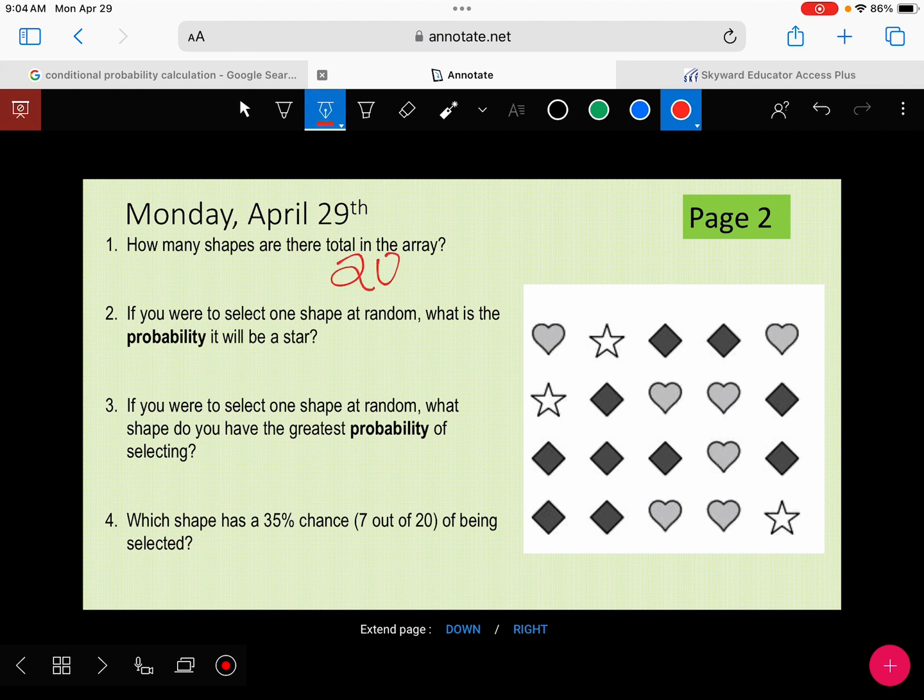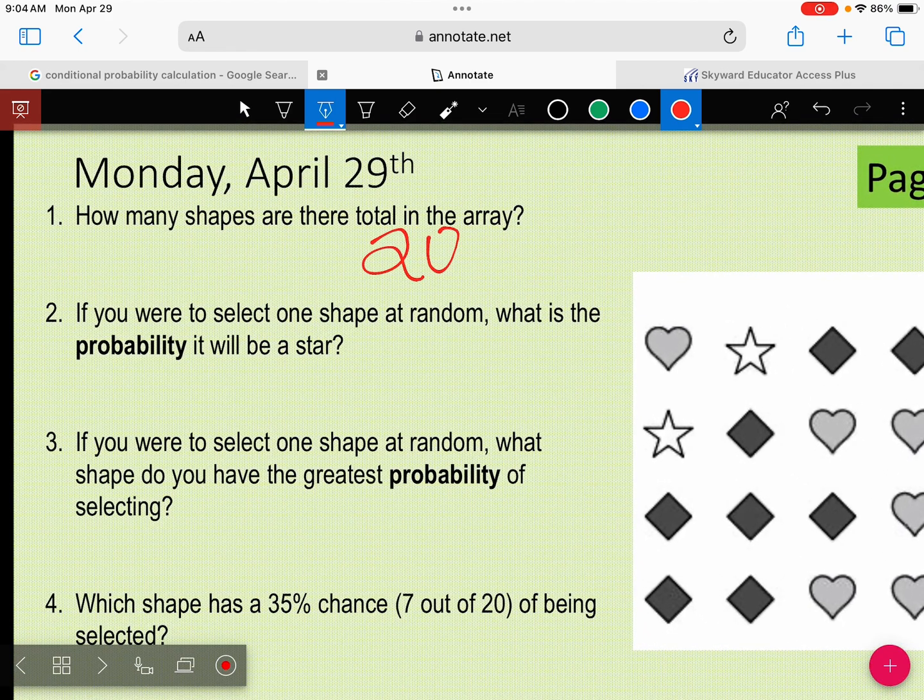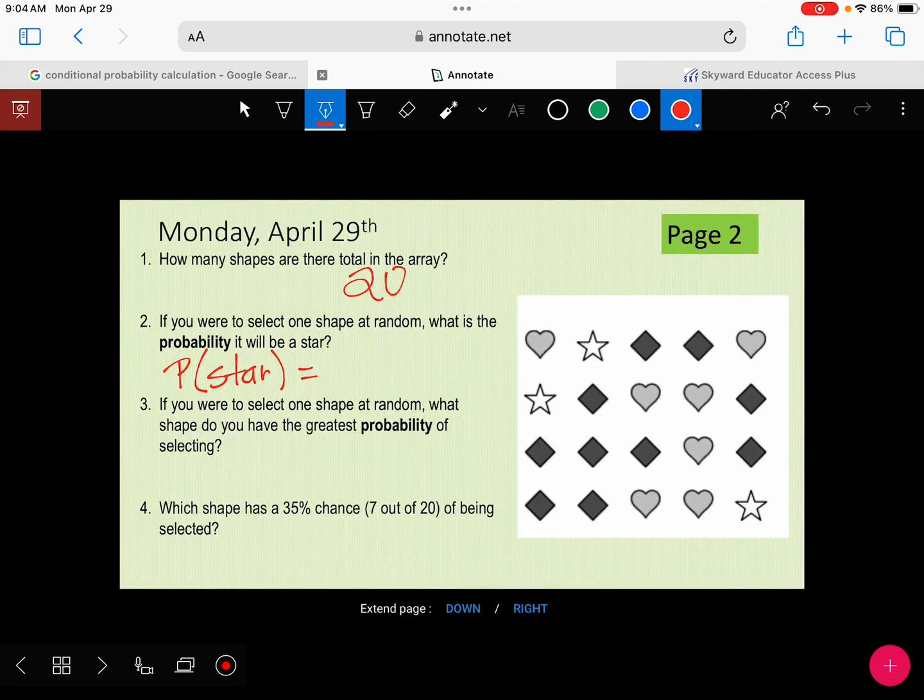If you were to select a shape at random, what is the probability it would be a star? So probability of a star. How many stars do we have? 3. Yep. Does everybody see that? We got 1, 2, 3. So the probability would be 3 out of 20.